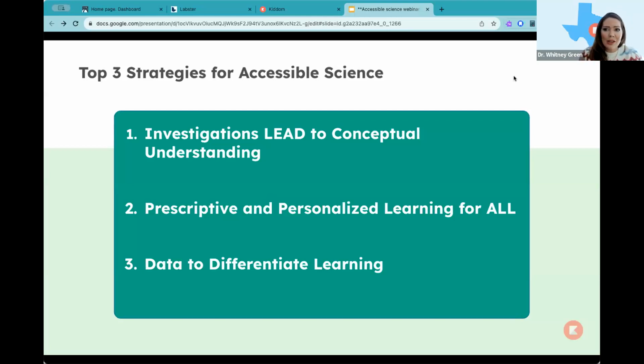And we're going to go into Kiddom today, because I know a lot of people are like, who's Kiddom and what does it look like? And what do you mean when you say digital and personalized? I am going to show you that. So we'll look at the prescriptive and personalized. And then the last piece, again, I am a huge data fan. I'm probably a data geek. People will say, I love to analyze data.